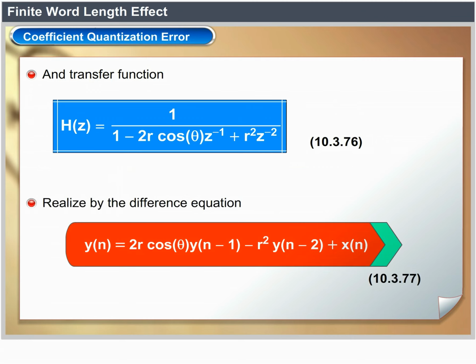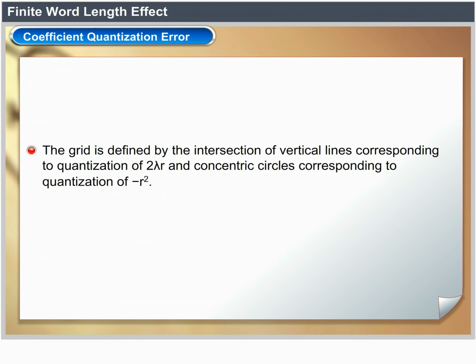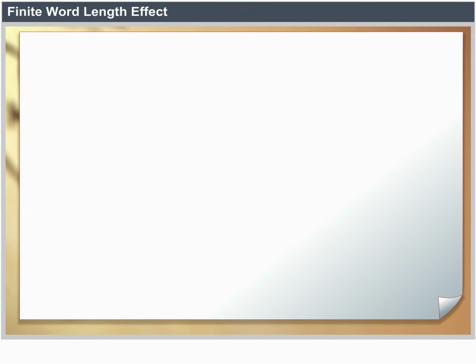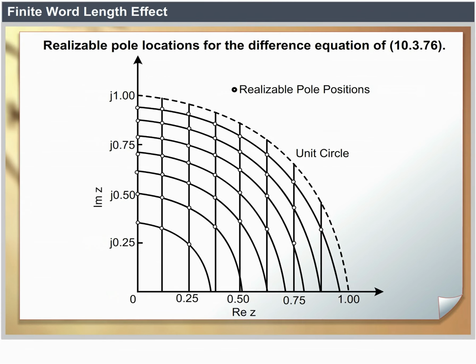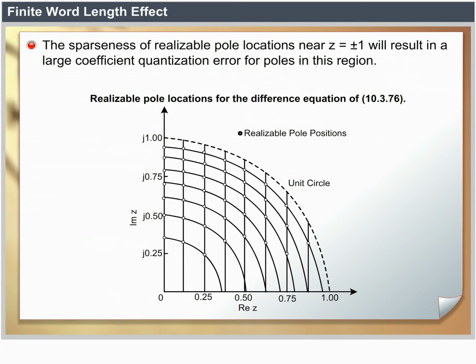The grid is defined by the intersection of vertical lines corresponding to quantization of 2λ_R and concentric circles corresponding to quantization of -r². Realizable pole locations for the difference equation of 10.3.77. The sparseness of realizable pole locations near z = ±1 will result in a large coefficient quantization error for poles in this region.